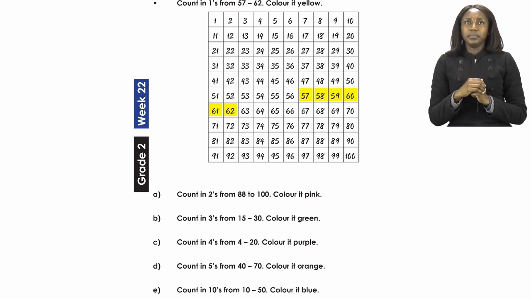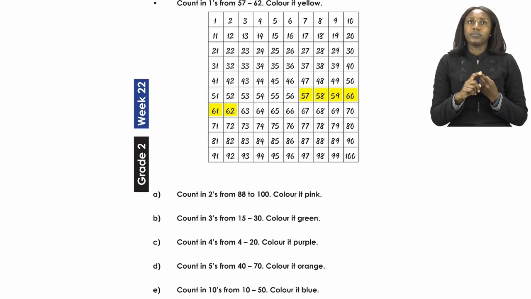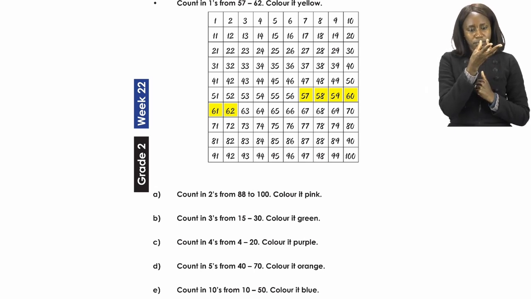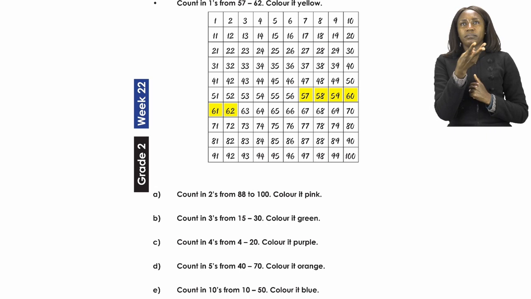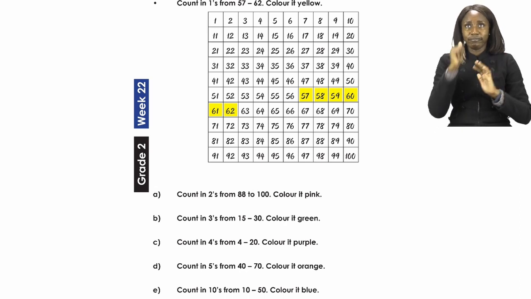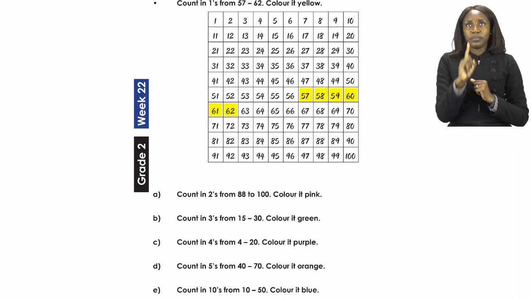The first one is an example that says count in ones from 57 to 62. As you can see, they have colored in 57, 58, 59, 60, 61, and 62. They have used yellow, which was the key that was asked. Now for the next one, they are asking for something different.